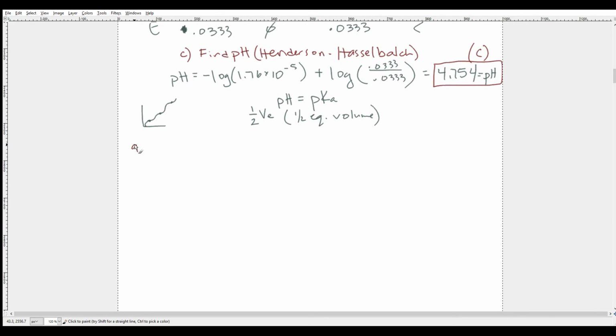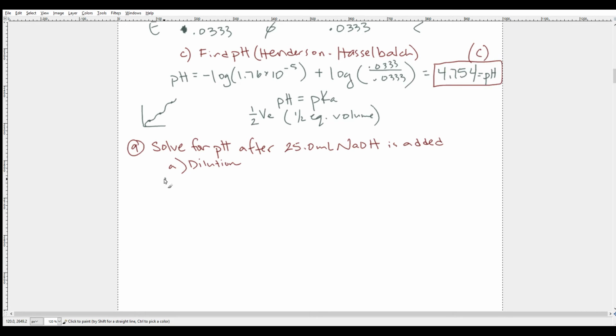If you are zoning out and doing this on your own, come back to us. Step 9's a little different. Solve for the pH after 25 milliliters of NaOH is added. So, as usual, dilution first. So, CH3COOH starts off at 0.100. Then we have 25 milliliters originally, we're adding another 25 milliliters, so M2 at 50.